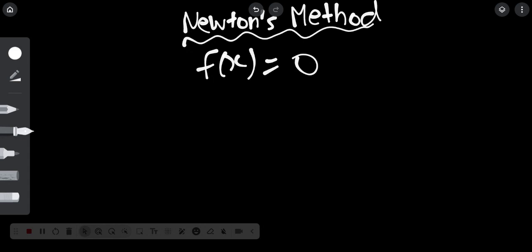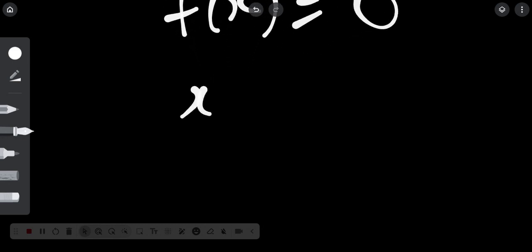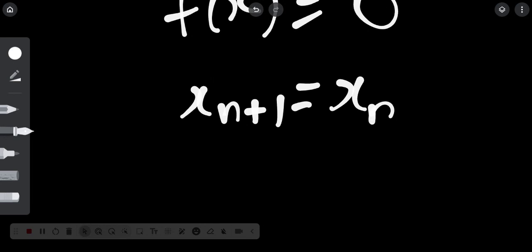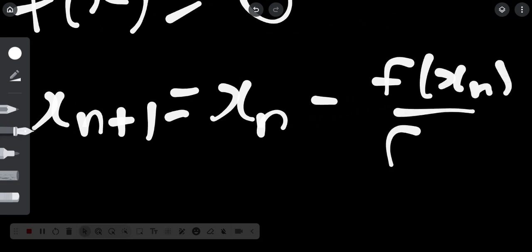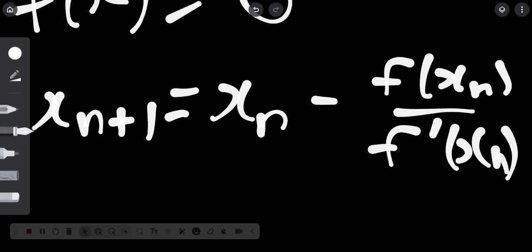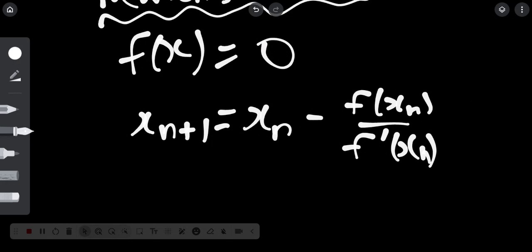The formula for Newton's method is x sub n plus 1 equals x sub n minus f of x sub n over f prime of x sub n. So you might be wondering, this looks a little bit weird. So what does each part mean?